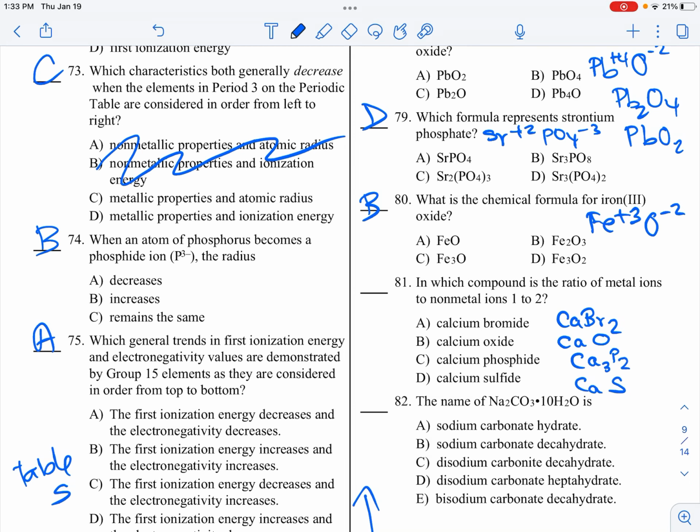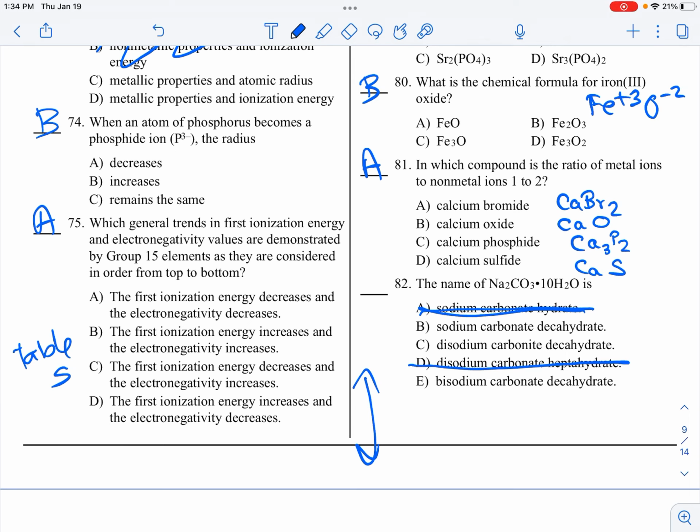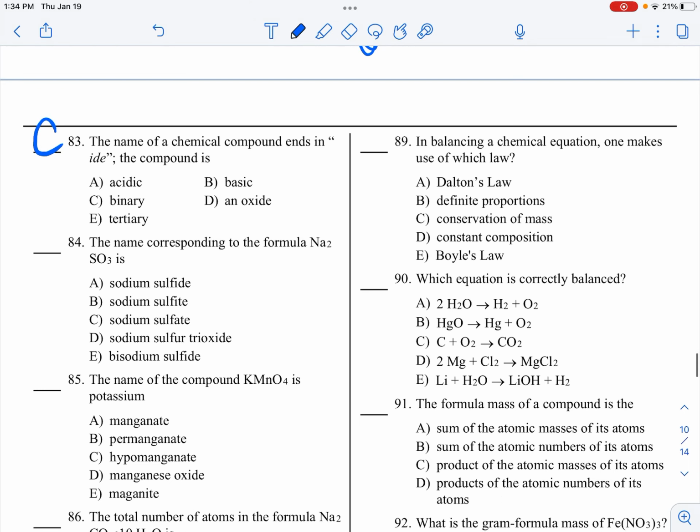Okay, we've got to name this thing. First of all, 10H2O is called a decahydrate, so that takes care of those. Na is sodium, and carbonate. Disodium? No, it's just sodium carbonate. When a compound ends with -ide, it is a binary compound. The name corresponding to Na2SO3 is sodium SO3.